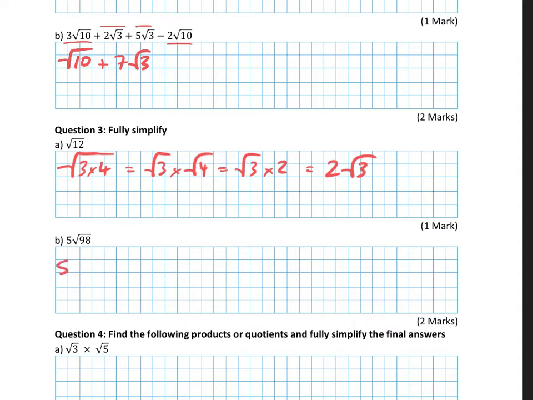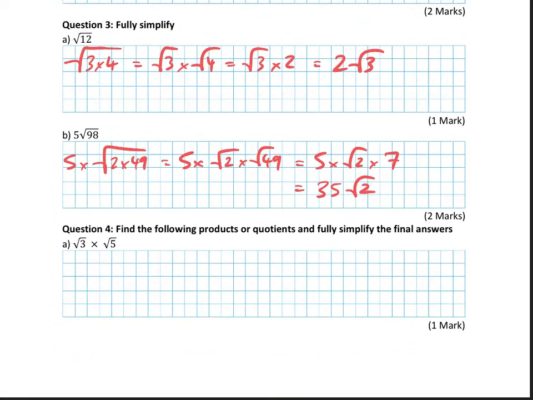So it's going to be 5 times root 98, which is 2 times 49, which can go to root 2 times root 49, which can go to 5 times root 2 times 7, because the square root of 49 is 7. Order of multiplication doesn't matter. 5 times 7 is 35, times root 2 is 35 root 2.